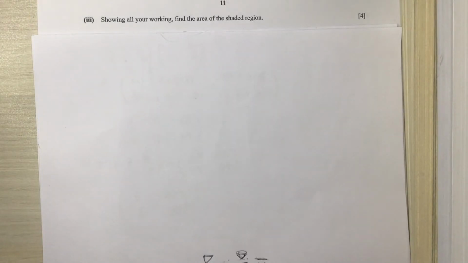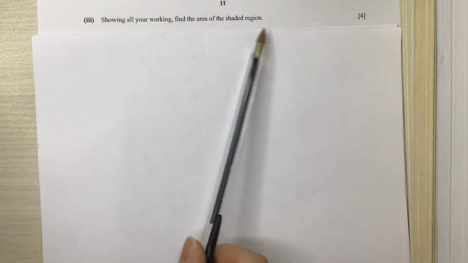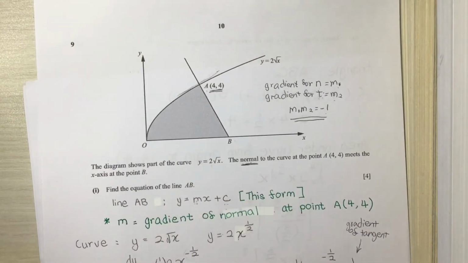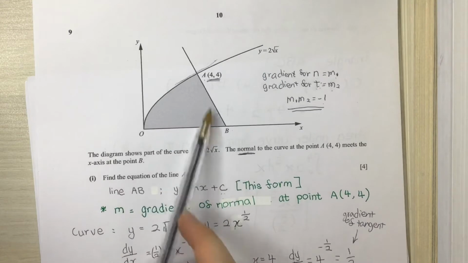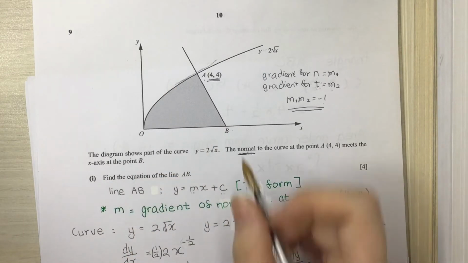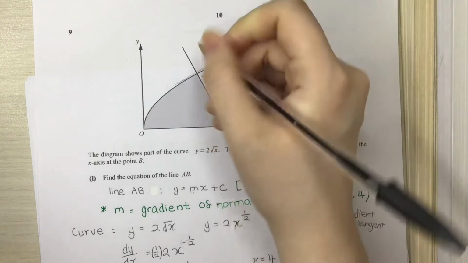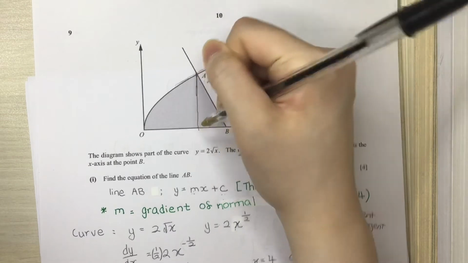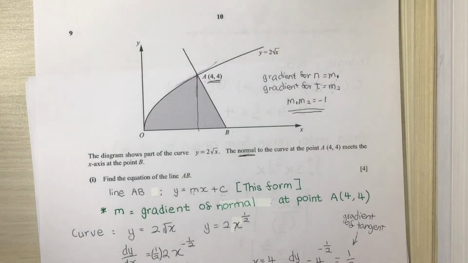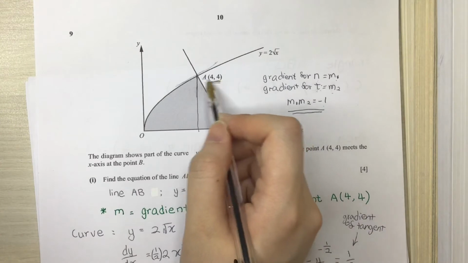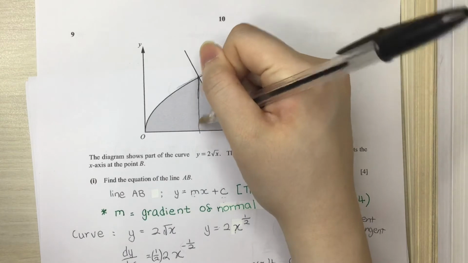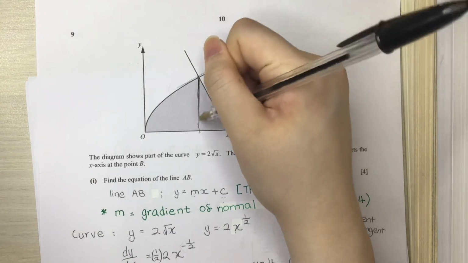Then we move on to the last part of this question. Show all your working, find the area of the shaded region, which gives you 4 marks. To begin with, we look back at the diagram, where the shaded region is everything shaded over here for you. All you have to do is see if you can divide the region into shapes that you can calculate from. Usually I will divide it like this, where for the points they give you on the curve, you just draw a vertical straight line down from the point to the x-axis.